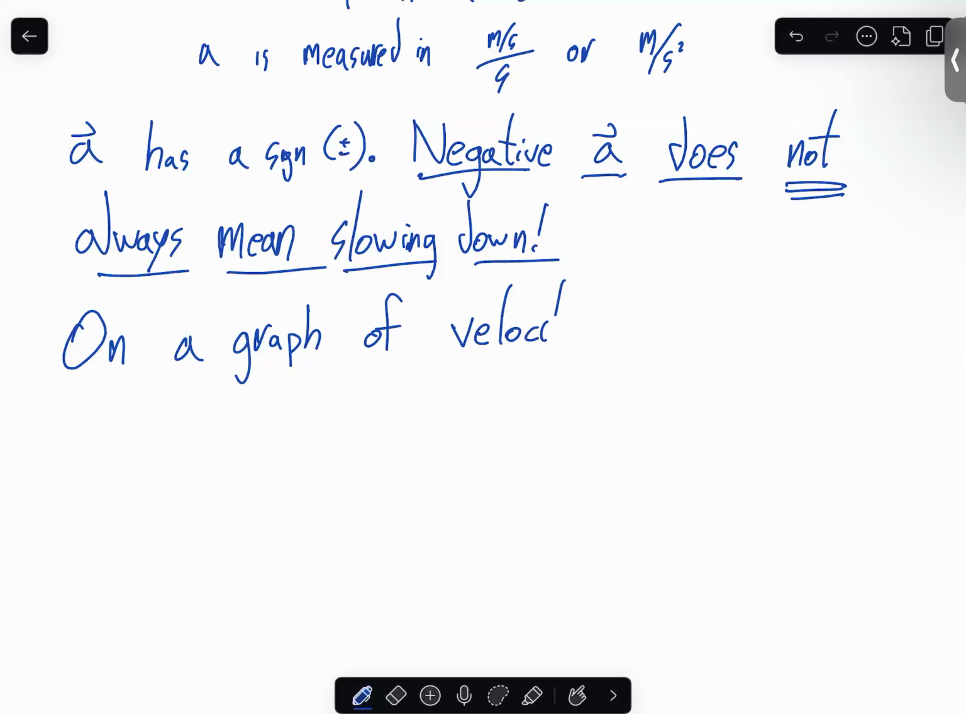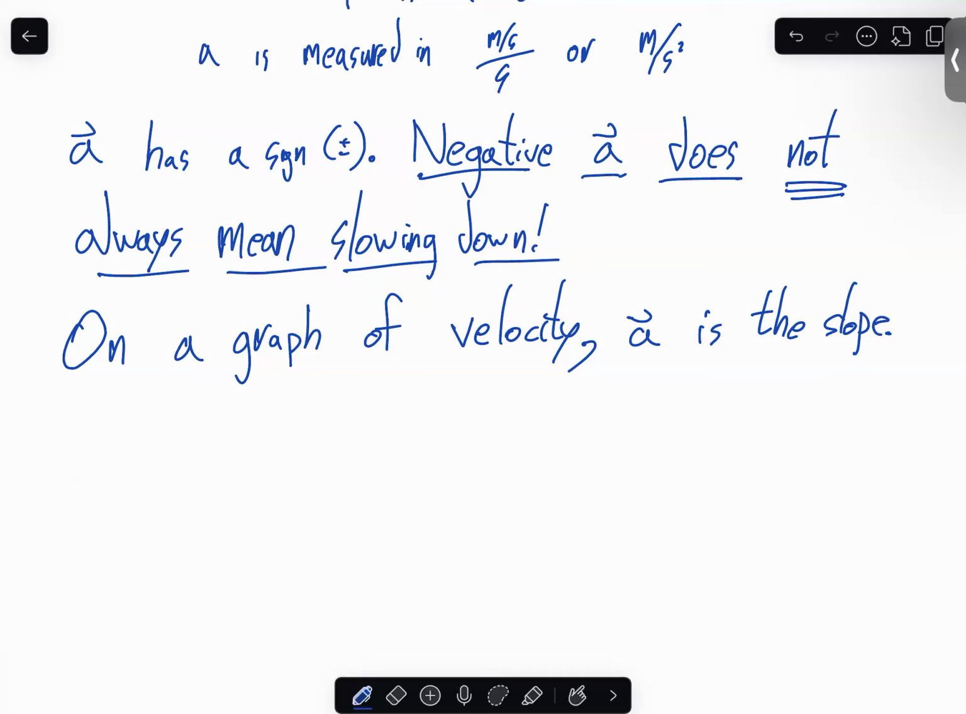On a graph of velocity, we see acceleration as slope. What's the formula for acceleration that I just said? Delta v over delta t. The rise of velocity versus the run of time, right? Rise over run is slope. So the slope of velocity is acceleration.